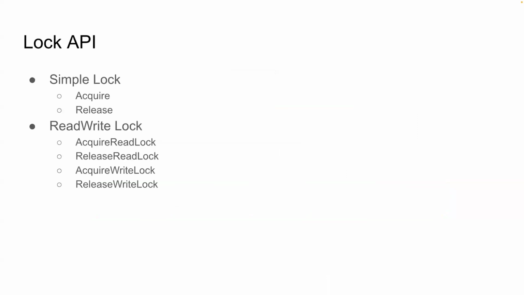Okay, so now the fun stuff starts. How do you actually implement a lock in C? Again, so this makes sense, right? This is the lock API. For a simple lock, you just have an acquire and a release. For a reader writer lock, you have two variants for each: a read acquire, write acquire, read release, write release, right?